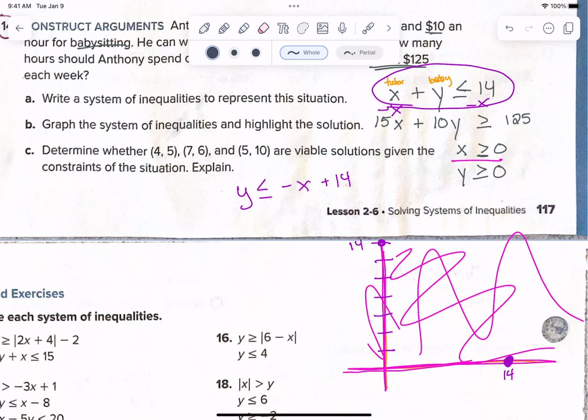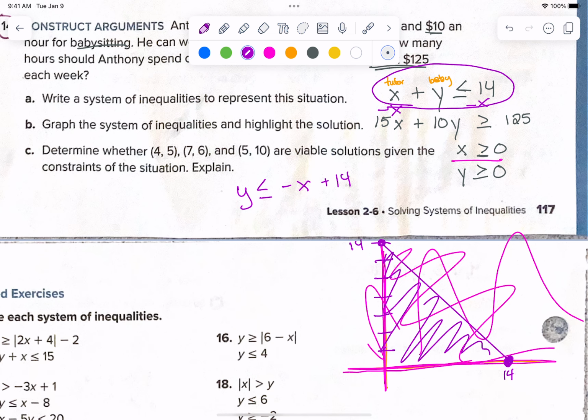Do you see how that works? If I'm starting up at 14 and I'm going down 1 over 1, I'm going to end up at 14 over there on the other side. Okay? Solid line or dotted line? Solid. Solid line. Always. And I want to shade below.